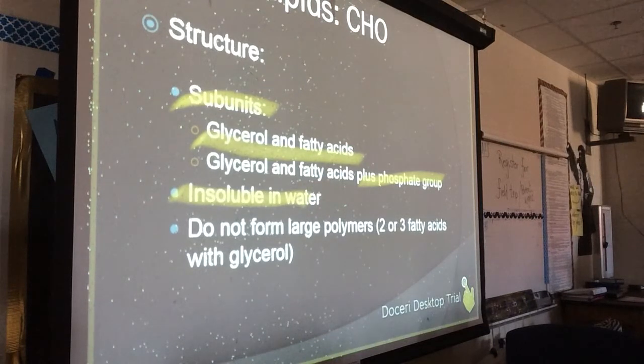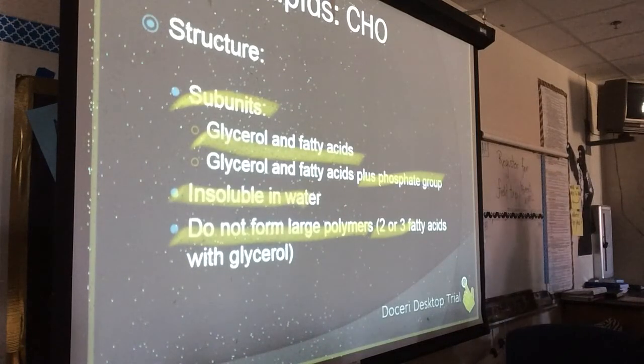And it won't ever get very big. It doesn't form large polymers. You'll at most have 2 or 3 together. So you're not going to do like you do in carbs where you have 10, 9, whatever monomers put together. You're never going to have more than 3.